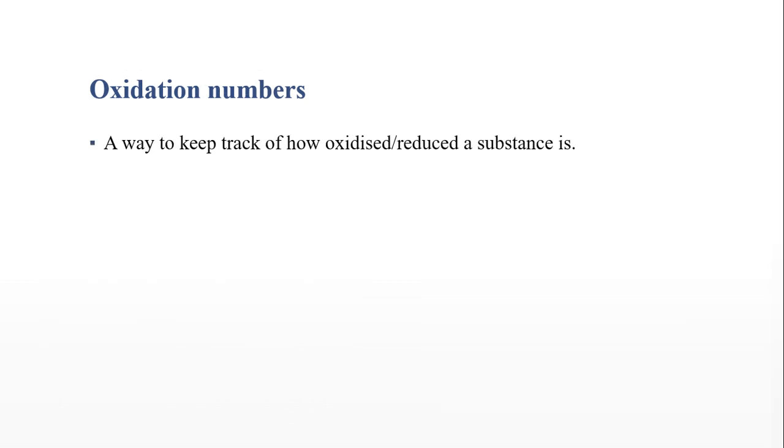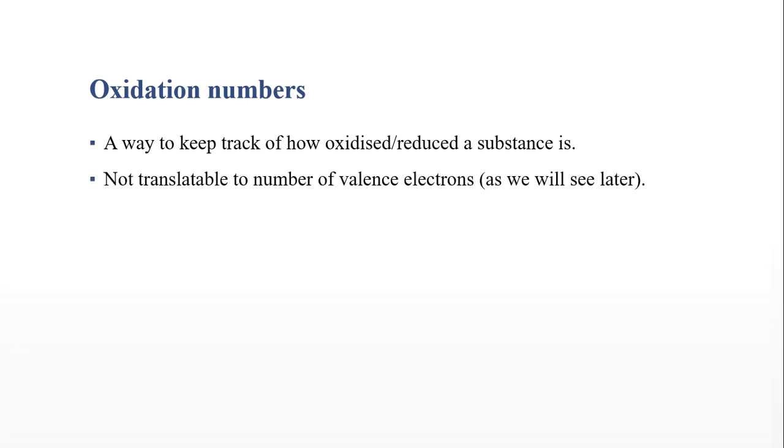Oxidation numbers are a way for us to keep track of how oxidized or reduced a substance is. It's a relative measure, so it can be more oxidized in relation to something else. It's not translatable to the number of valence electrons, and I will show you exactly what I mean by this further in the video. But if you know the oxidation number, that doesn't directly correspond to valence electrons in any way.